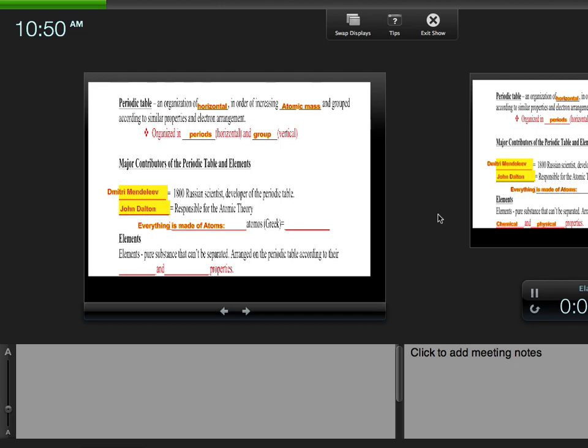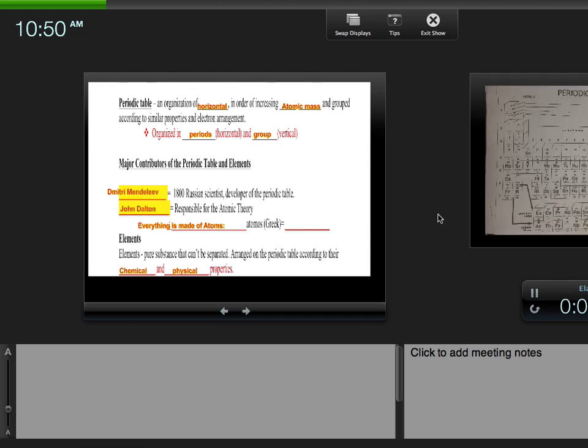Now we're going to talk specifically about elements. Now elements are pure substances and they cannot be separated. That's what we talked about before. We all know that. They're arranged on the periodic table according to their what and what properties, everyone? Chemical and physical properties. Chemical and physical, or physical and chemical, however you want to write it.